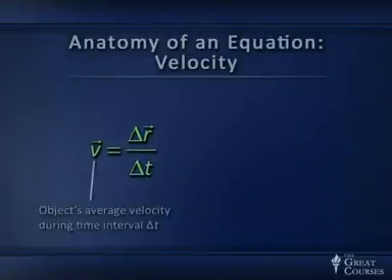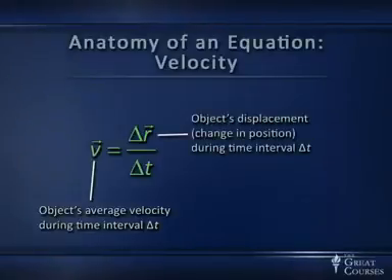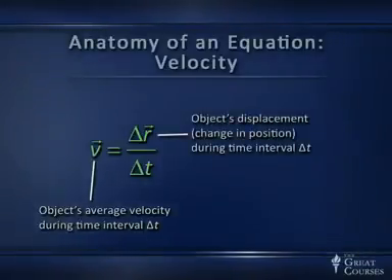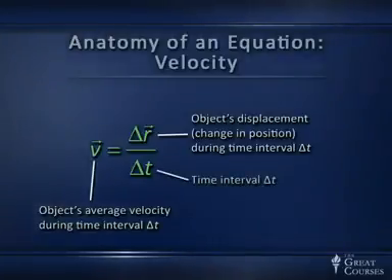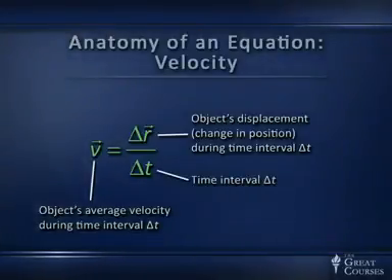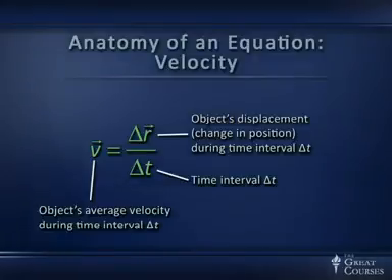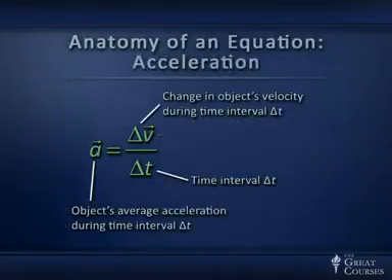So the object's average velocity during a time interval delta t is the change in its position, that is its displacement, delta r, during that time interval, delta t. There's the time interval. So that's the anatomy of the equation that now defines velocity for us in the full richness of multiple dimensions. Well, we can do the same thing for acceleration.